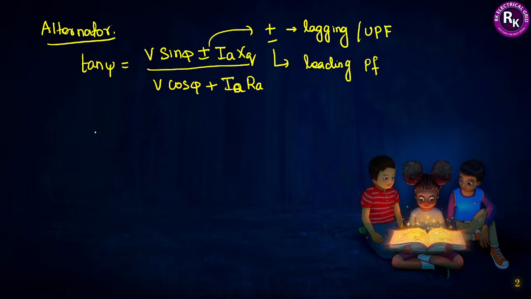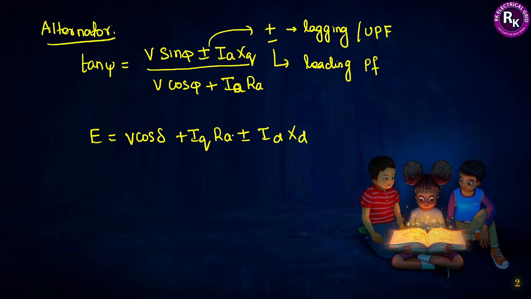And what is the expression for induced voltage when we are discussing about salient pole synchronous alternator? The value of the induced voltage can be written as V cos delta plus quadrature current IQ into armature resistance RA, plus or minus ID into XD.